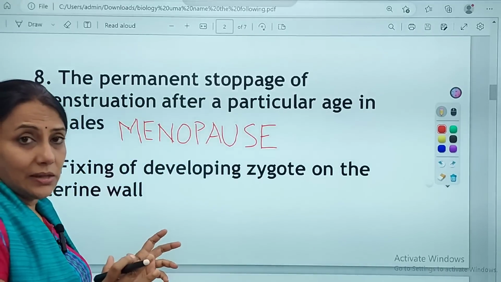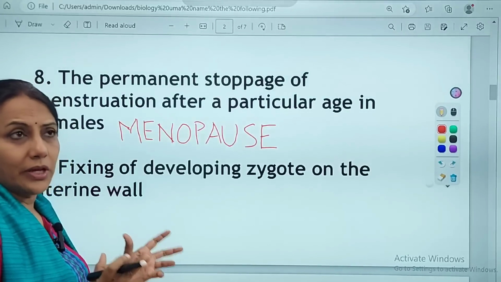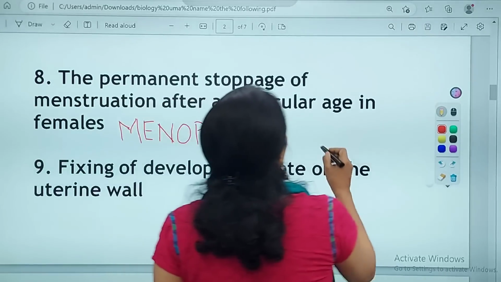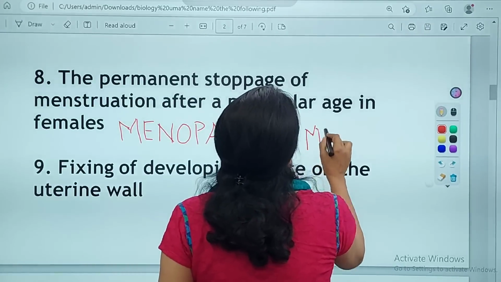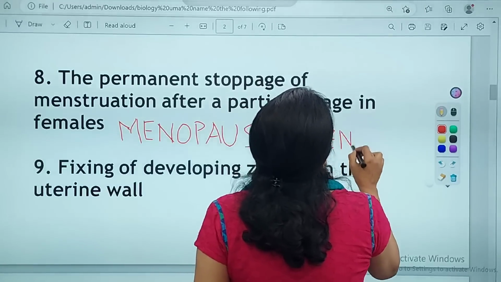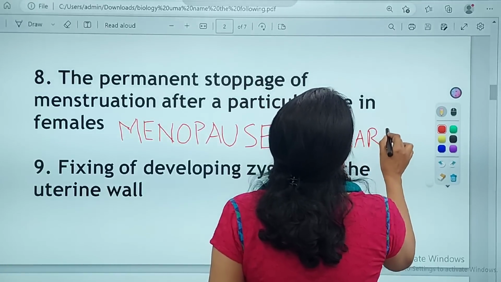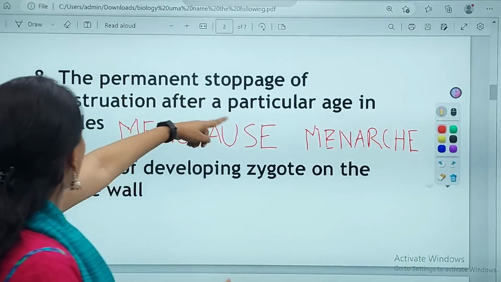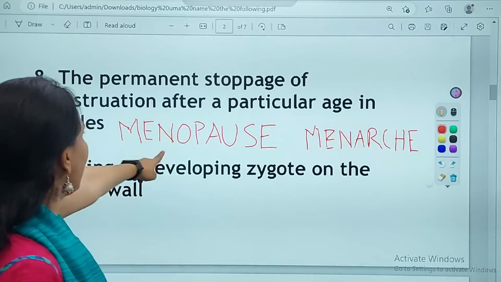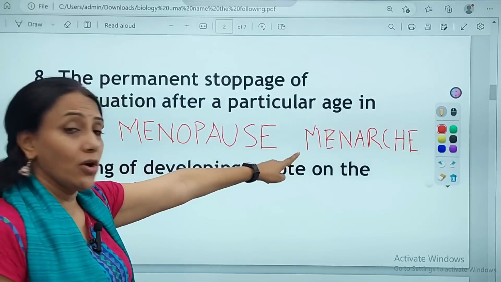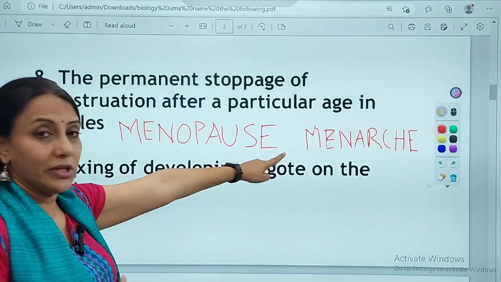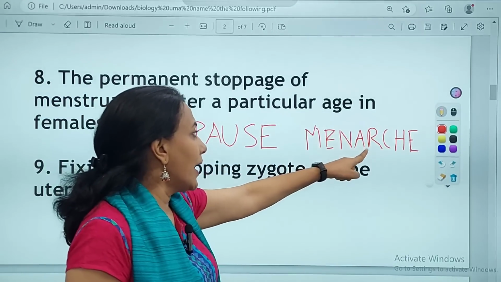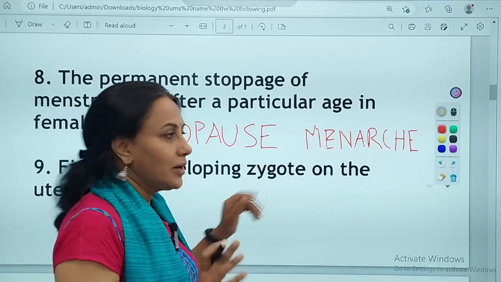And the first cycle that a young girl, 10 to 15 years of age, gets, even that can be a question for you, and that is called menarche. Menarche it's called, okay? But that's not the answer for this question. Here, the permanent stoppage of menstruation after a particular age in females is called menopause. The beginning of the menstrual cycle in a female between 10 to 15 years of age is called menarche. It's spelled M-E-N-A-R-C-H-E, but it's pronounced menarche.